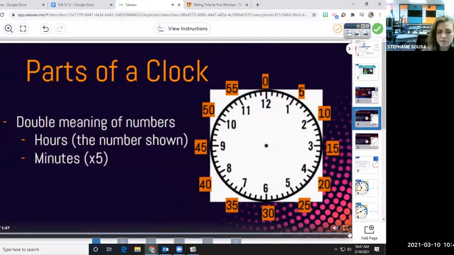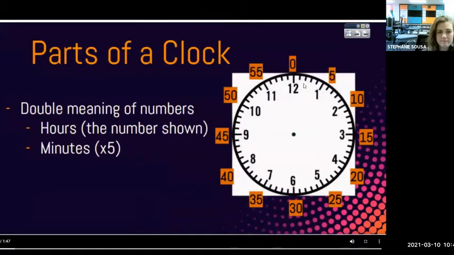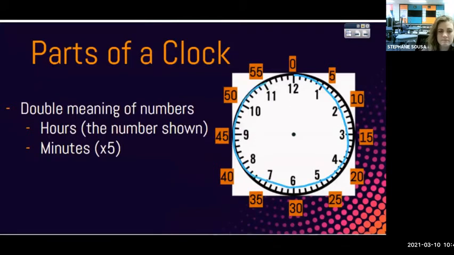When we look at a clock, you see that 12 is at the top, and it goes all the way around the circle from 1, and then it comes back to 12. The numbers on the face of a clock have a double meaning. The large numbers can represent an hour, but we also are talking about the minutes. Remember, when we tell time, we have an hour and minutes.